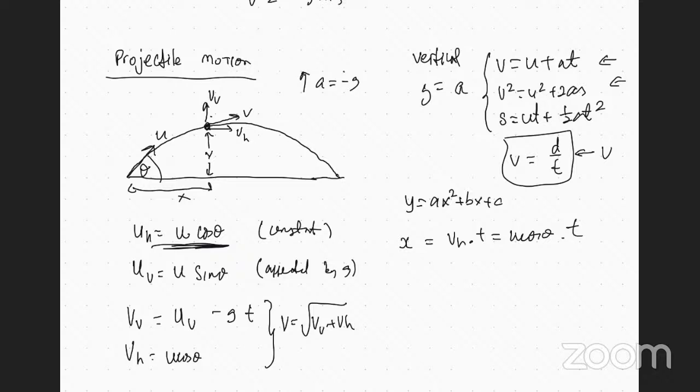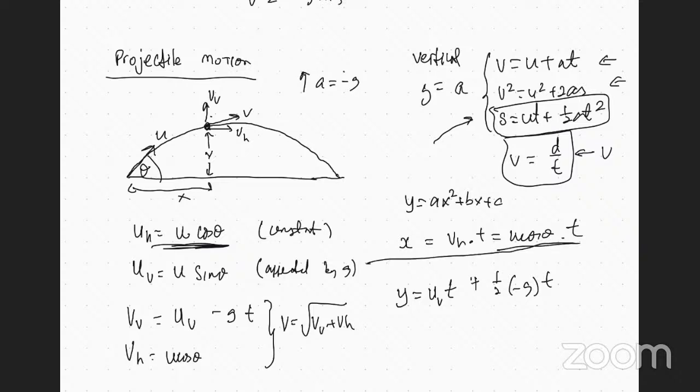Now, how do you get y? Well, let's see what we can find for y. So y is the vertical displacement, by the initial vertical velocity by time plus a half by minus g by t squared. And then we're going to substitute. From this equation here, we can solve for t. T is equal to x over u cos theta.